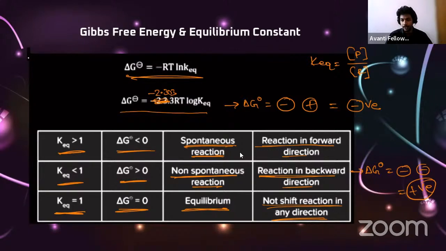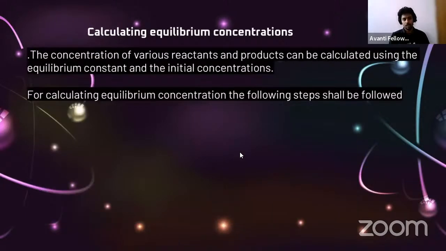Okay, if you don't have any doubts, then let's move to the next concept. Main thing, try to go through this point-wise. I'll give you a step-wise analysis here. First thing, how to calculate equilibrium concentrations, that is, how to write the concentration terms or the pressure terms. And then we'll see how to calculate the equilibrium constant or the equilibrium pressure constant. The concentration of various reactants and products can be calculated using the equilibrium constant and the initial concentrations.